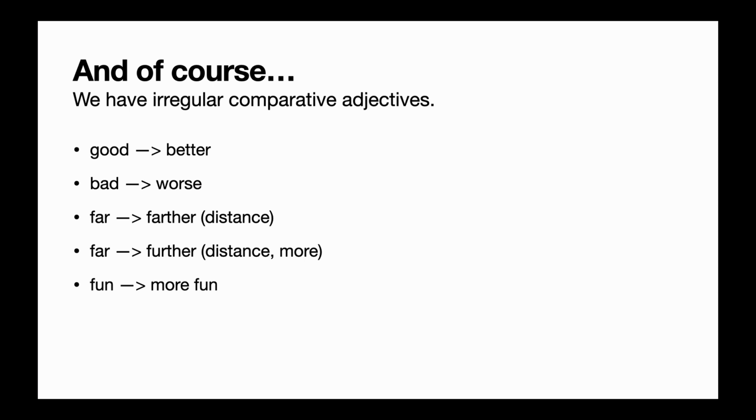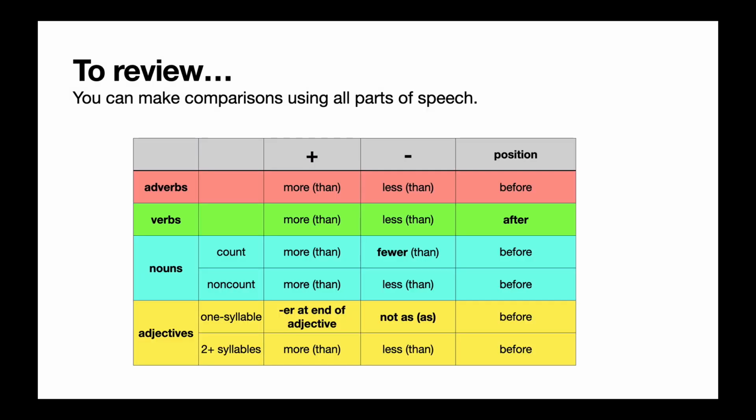So we don't usually say funner. Okay, so to review, when we have adverbs, we add more or less before the adverb. When we have verbs, we add more or less after the verb. When we have nouns, we use more, less, or fewer before the noun. And just remember, fewer is if we have a countable noun.